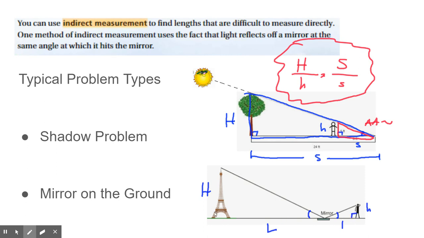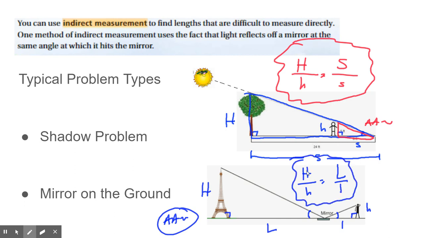And then the same thing with the person and the Eiffel Tower. They are assumed perpendicular. So these two triangles, again, are similar by angle-angle similarity. So you're going to have the height of the object over the height of the person equals the length the object is away from the mirror to the length that you are away from the mirror. And again, use that proportion to solve the mirror problem.